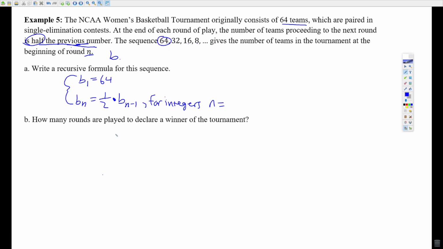We would have 64, 32, right? Half of them get eliminated every single time. 8, keep dividing these by 2. You have 4, then 2, then 1. So how many rounds does it take? We'd have 1, 2, 3, 4, 5, 6, 7. So it would take 7 rounds.